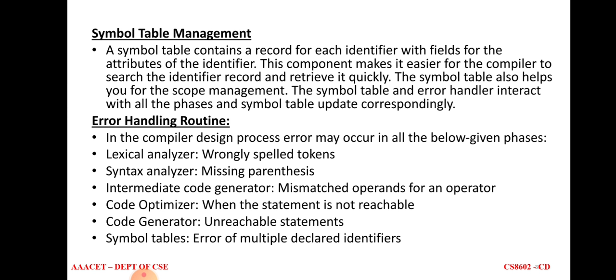And the final one is error handling, which is nothing but each and every phase can encounter some errors. So each and every phase has to correct the error, and only then can we move on to the next phase. So the lexical analyzer can identify wrongly spelled tokens. The syntax analyzer has to identify the missing parenthesis. The intermediate code generator has to identify mismatched operands for an operator. The code optimizer has to identify when a statement is not reachable. For the code generator, the unreachable statements have to be identified.